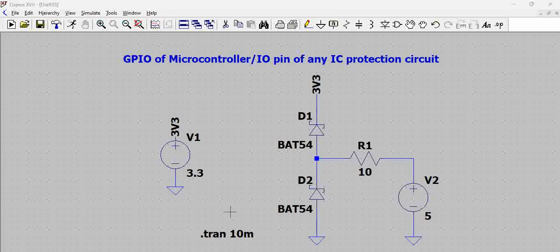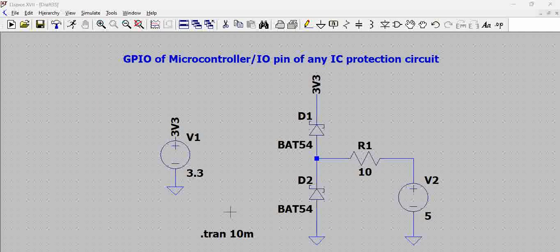In this video, we will see a simple simulation of a protection circuit used on the GPIO pins of a microcontroller or any IO pin of an IC that is extended out on the connectors of your PCB. Or even if you want an onboard protection as well, you can actually implement this circuit. Onboard, we mean like if you want to have IC to IC protection as well, you can actually implement this circuit.